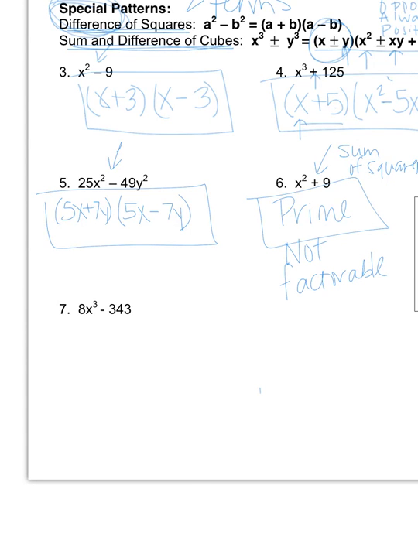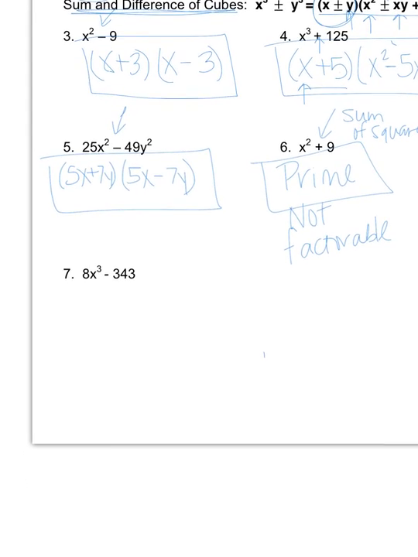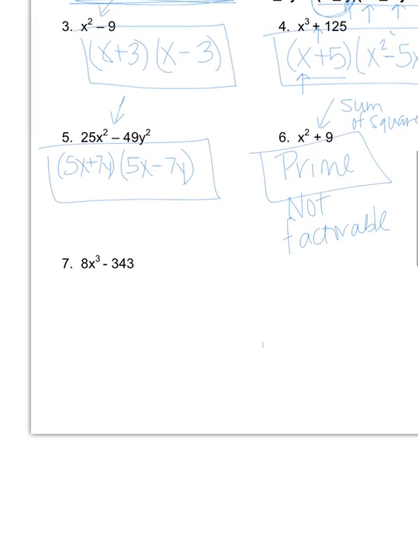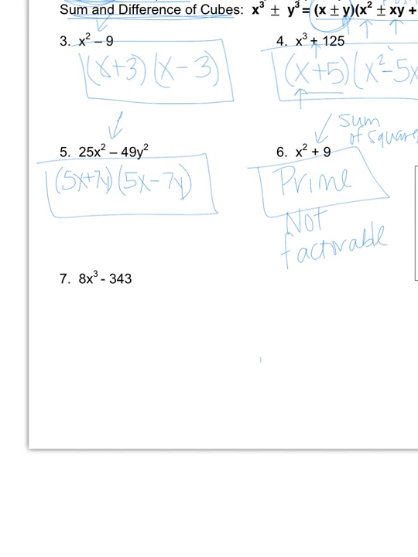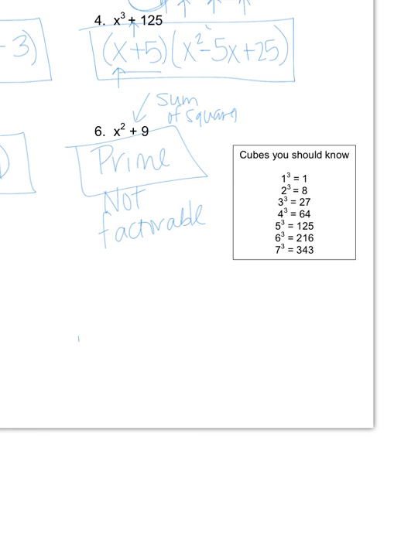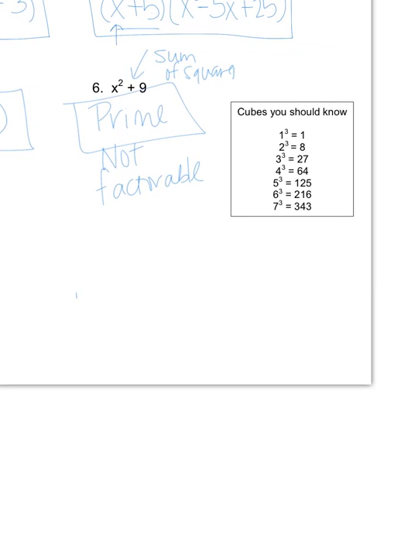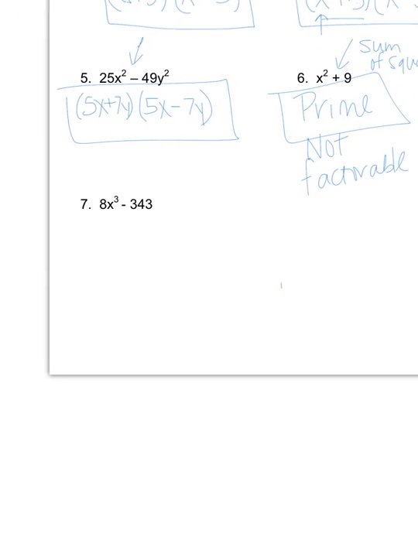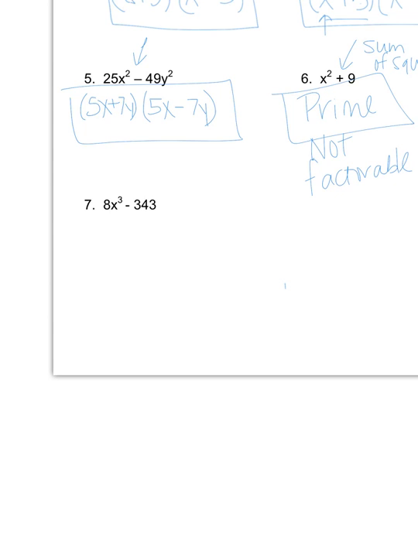Okay, let's look at 7. All right, so 2 terms, they don't have anything in common. So we're checking for squares or cubes. Notice we have an x cubed, so we need to check for perfect cubes. So 8, if you look at your little chart, is a perfect cube, and 343 is also a perfect cube. Okay, so this is difference of cubes here.